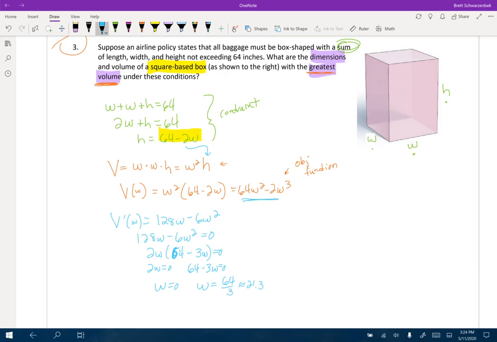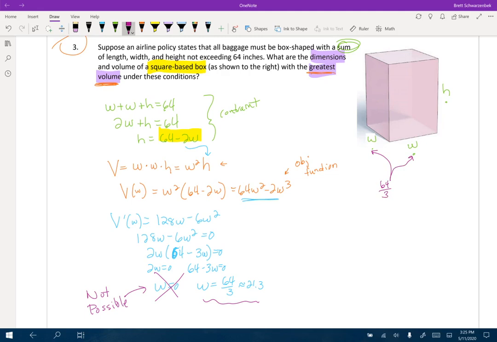All right. So what do we do right away? This is important. So what do we do right away? Is it possible to have a width of this luggage being 0? I hope not, because then we wouldn't have any luggage. So that means this is not possible in the scope of what we're doing, which means our critical value, our key value, is going to be 64 thirds. So in order to get this box-shaped luggage to be the most ideal volume, we need the value of W to essentially be 64 thirds.